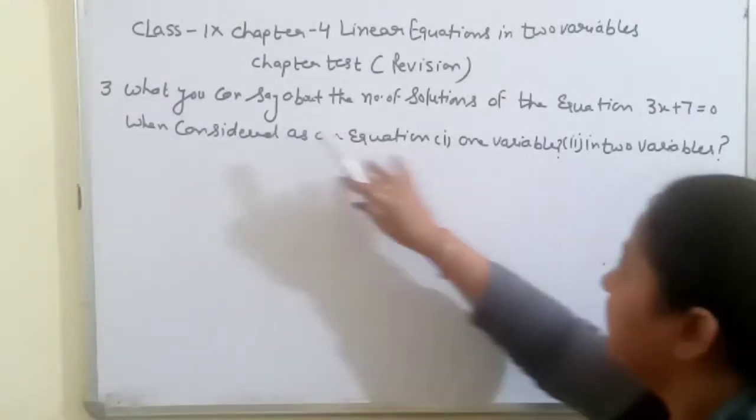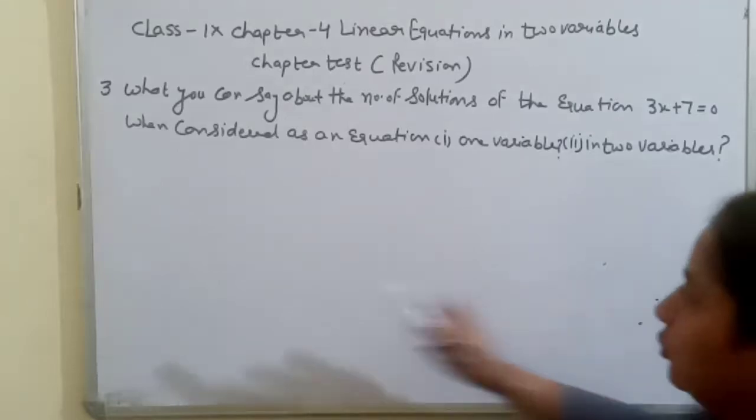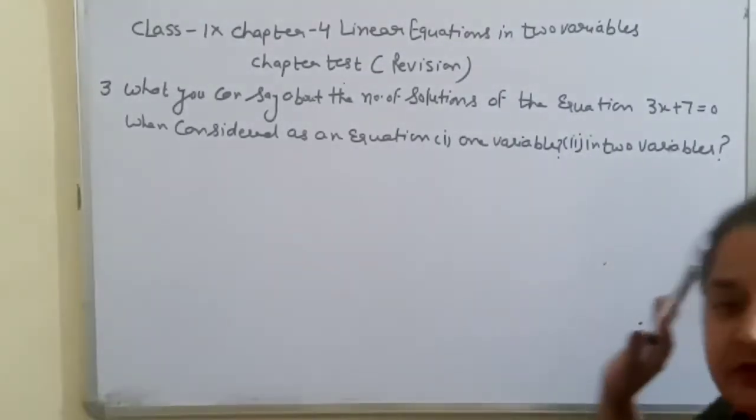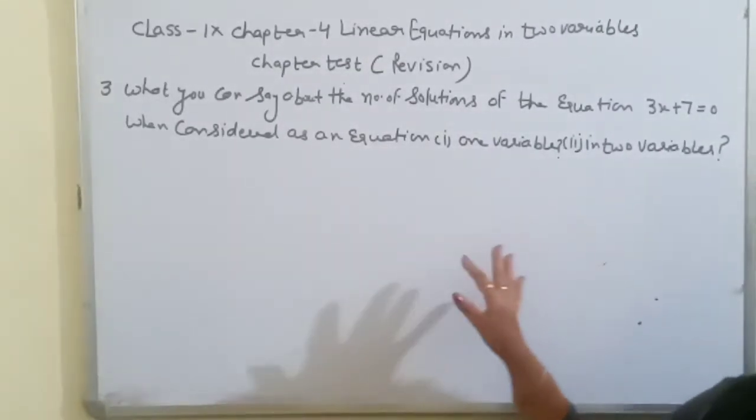Question 3 is what you can say about the number of solutions of the equation 3x plus 7 equal to 0 when considered as an equation in one variable and in two variables. This is from exercise 4.4 in the NCERT book. We have already done this type of two questions.